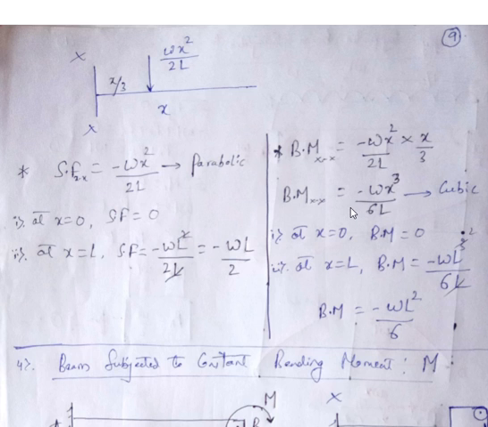Then we will see what is the value of bending moment when x equal to 0, that is the extreme right end, and when x equal to L, that is the extreme left end. When I substitute x equal to 0 in this equation, 0 into anything will become 0. So bending moment is 0 at the extreme right end of the beam. Then when I substitute x equal to L in the above equation, it will become minus WL cube by 6L. L will get cancelled, and here it will become square. So bending moment is minus WL square by 6.